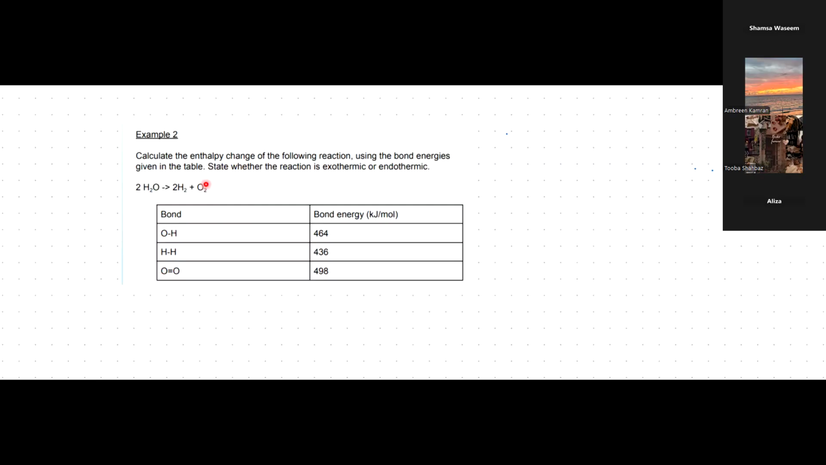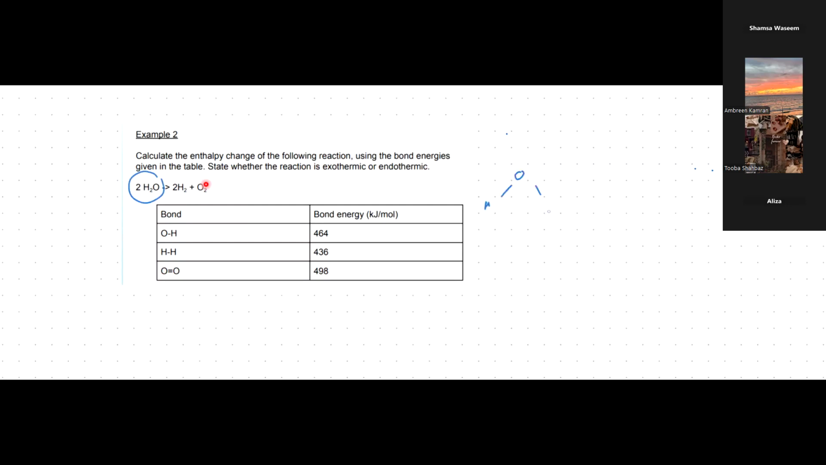Calculate the enthalpy change of the reaction using the bond energies. State whether the reaction is exothermic or endothermic. Now let me know, girls, do you want to give a try? You want to do it by yourselves? We need to write down the displayed formula of water, which is going to look like this.